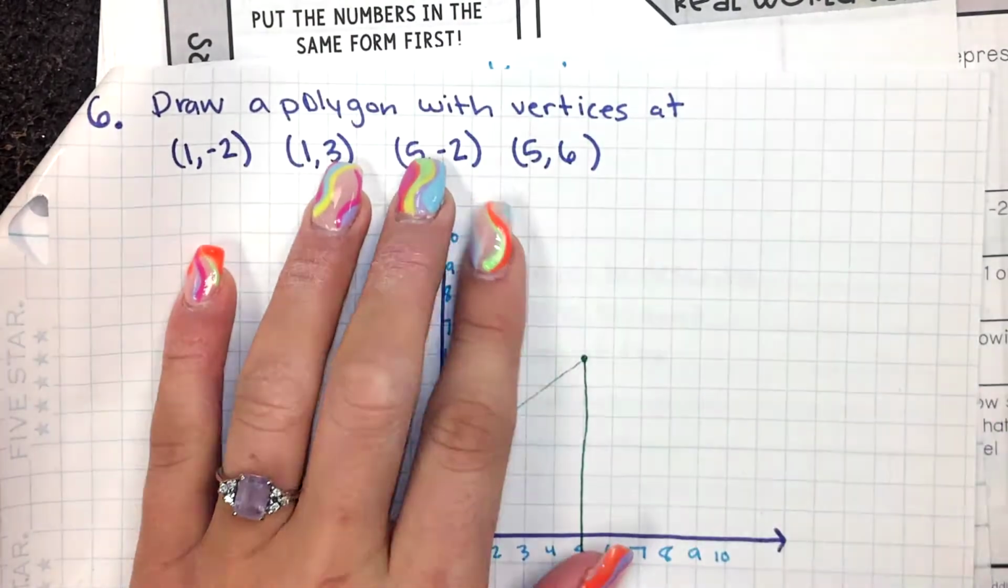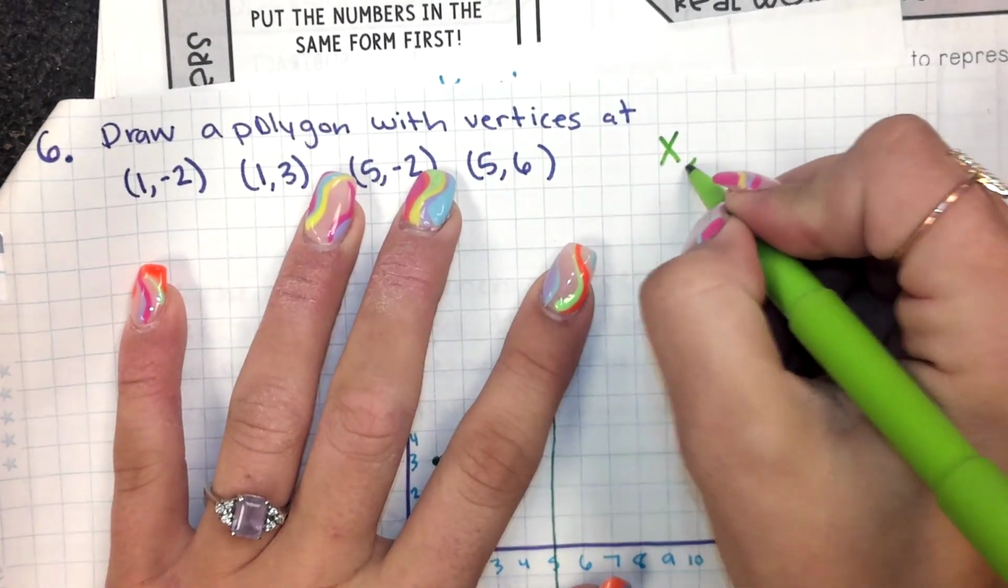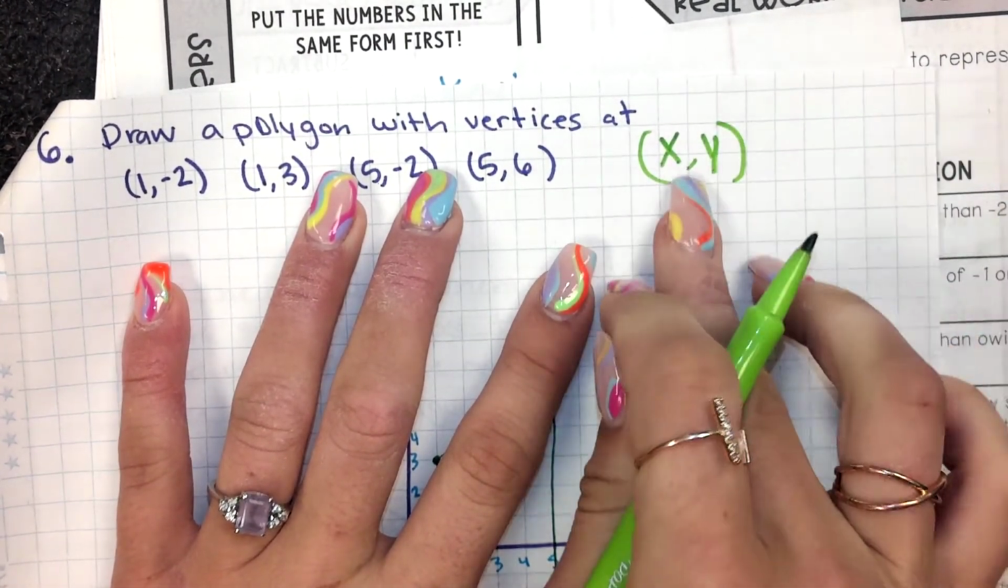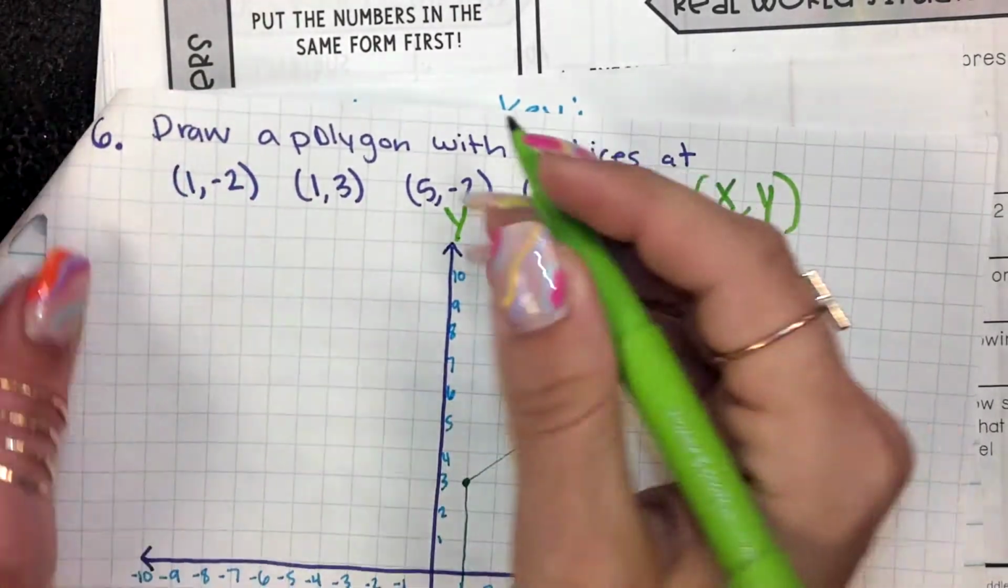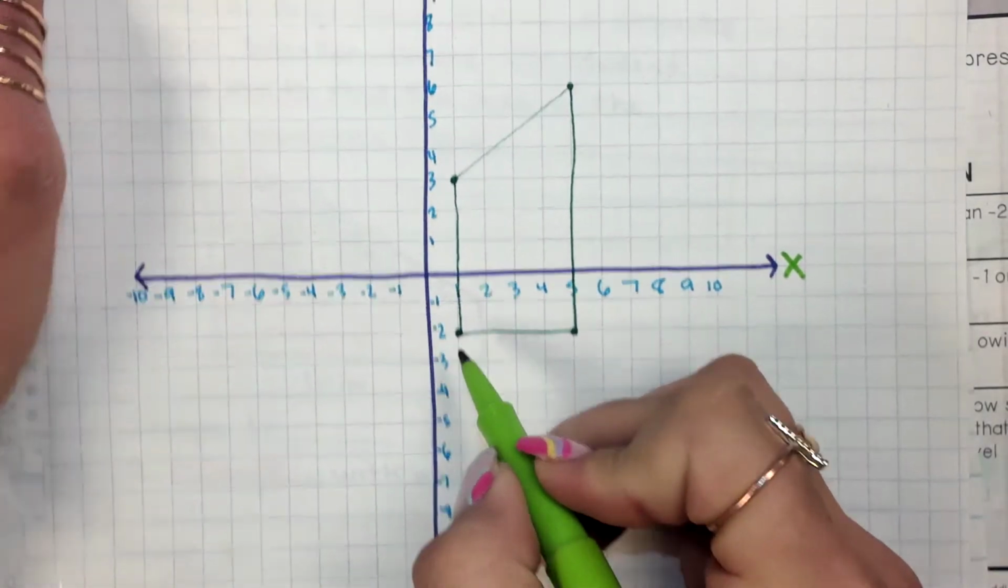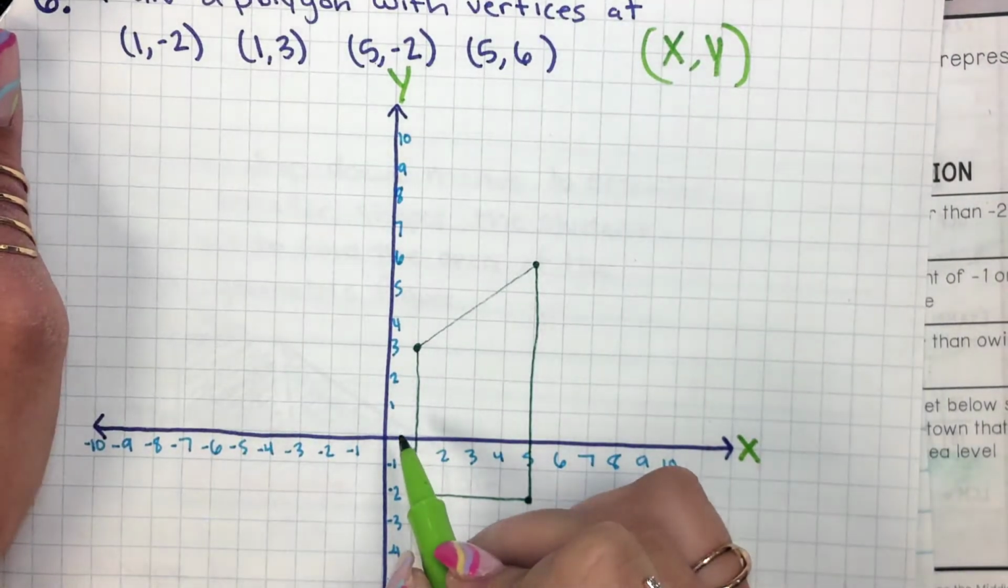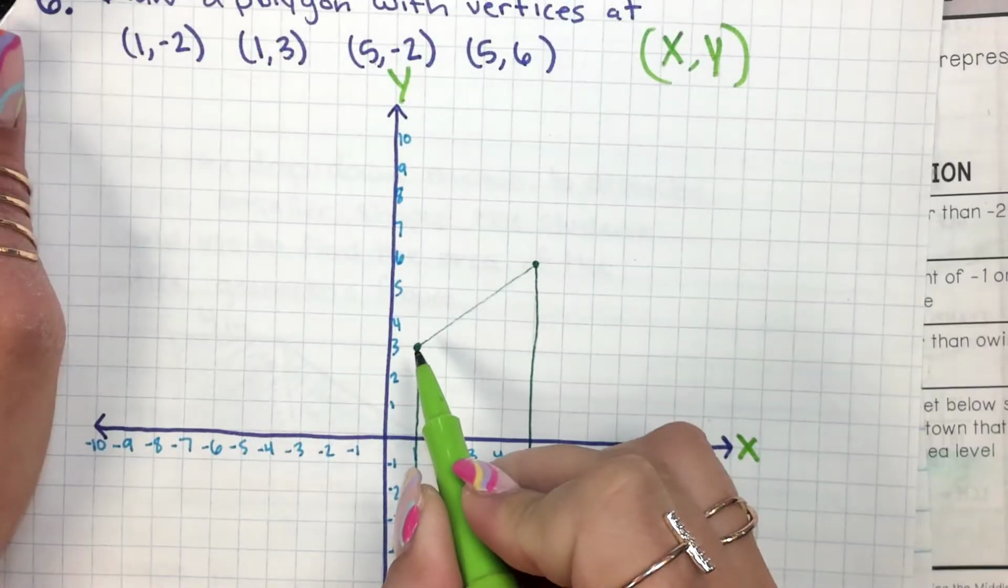All right. This one stumped people. Do not forget, X comes first, then Y. X, then Y. This is your x-axis. This is your y-axis. So if I'm plotting 1, negative 2, I got to go over 1, then down negative 2. 1, 3 is over 1, up 3.